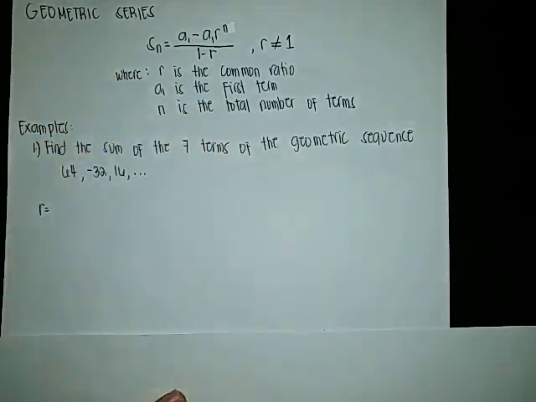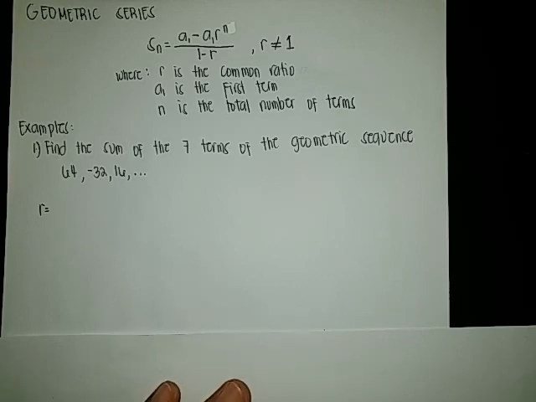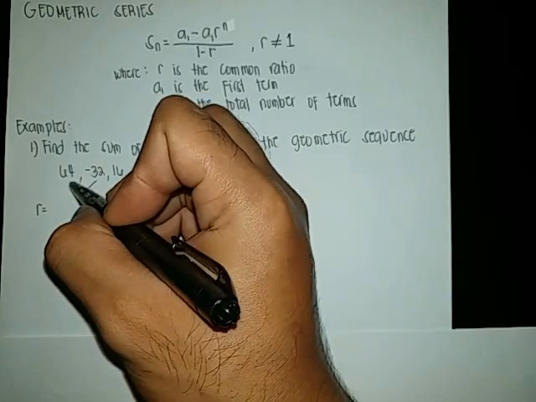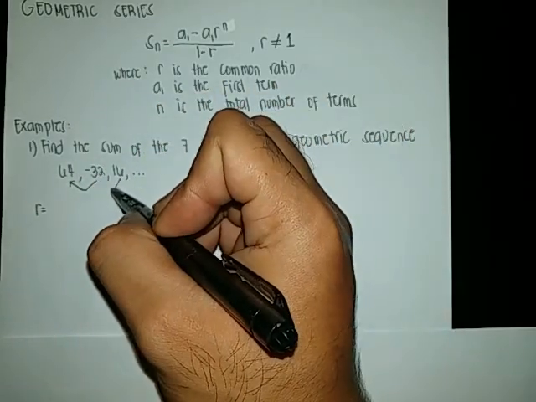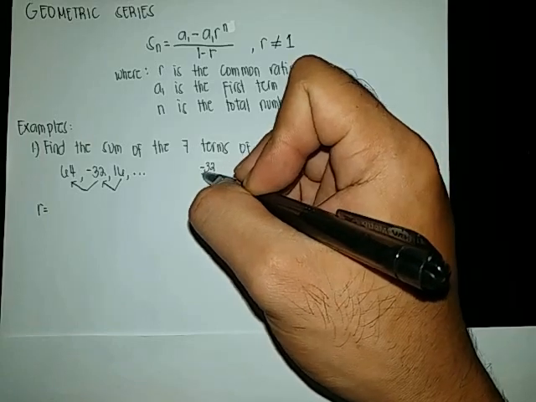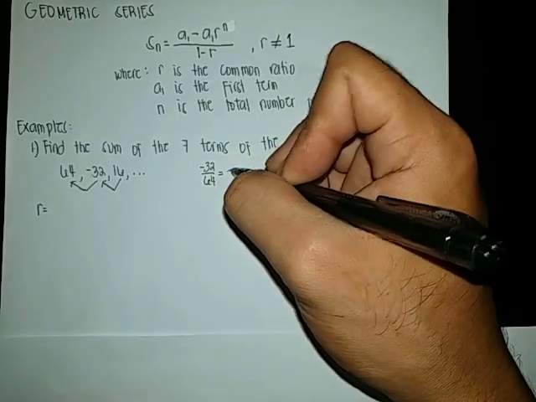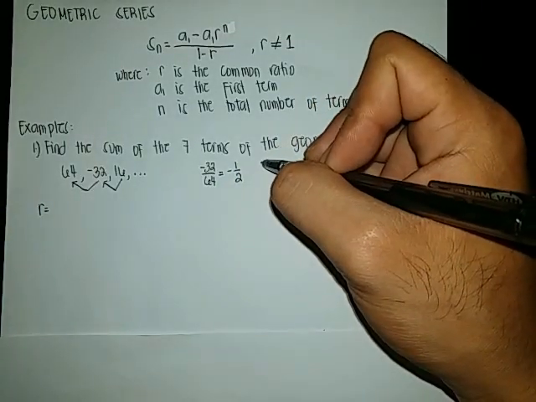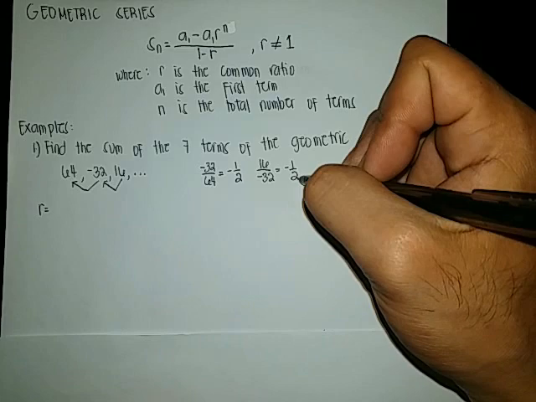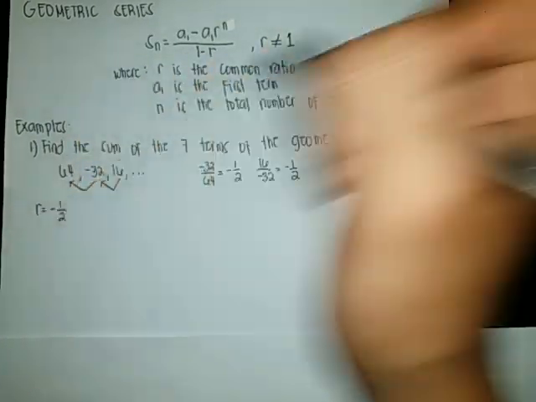So our r is the common ratio. The common ratio can be obtained by dividing the second term by the first term, the third term by the second term, and so on and so forth. Meaning to say, it will be negative 32 divided by 64, and 16 divided by negative 32. Negative 32 divided by 64 is equal to negative 1/2. Dividing 16 by negative 32 will also give negative 1/2. So negative 1/2 is our common ratio.